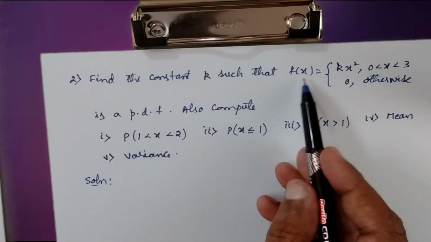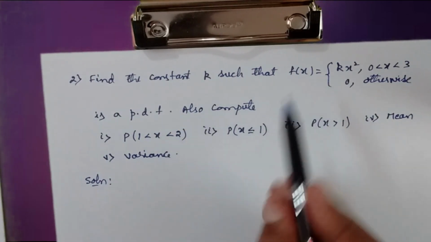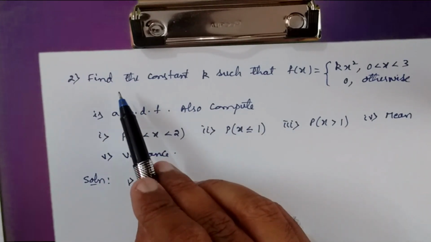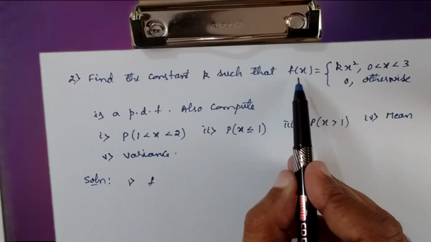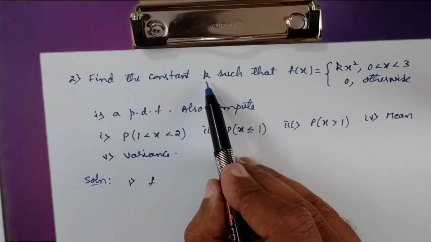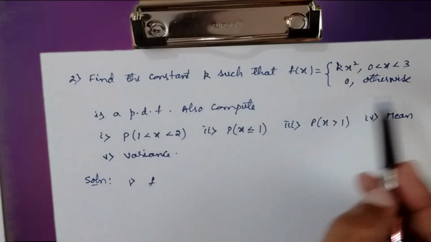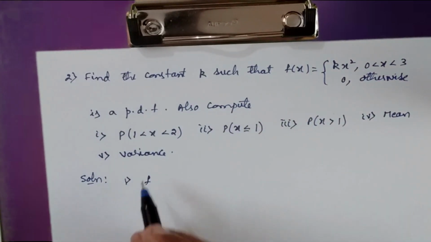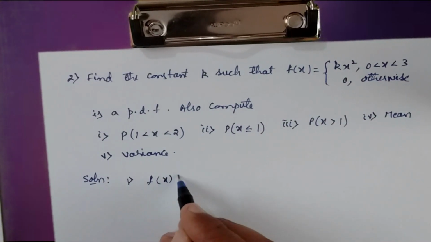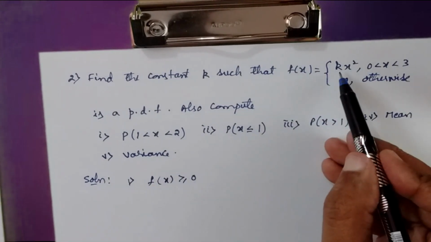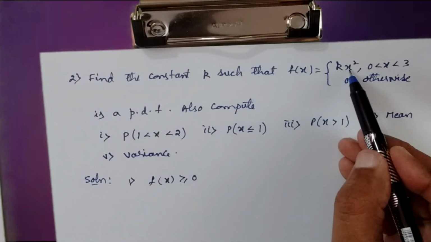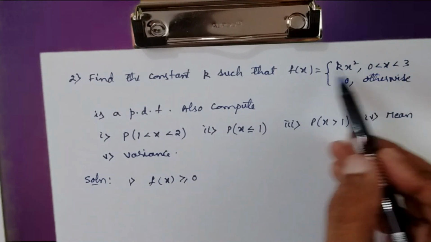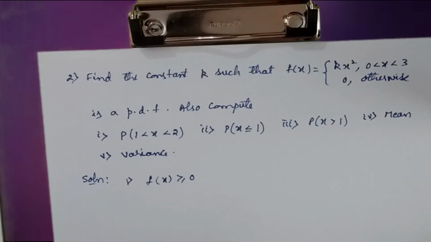So the first case is you have to show that f of x is a PDF. For that, two conditions have to be satisfied. And he says that if this function f of x is a PDF, then find out the value of k. So taking this as a PDF, we have to find out the value of k. The first condition is f of x is greater than or equal to 0. If the value of k is greater than 0, naturally x square is there, and the value of x lies between 0 and 3, so definitely the value of f of x will be greater than or equal to 0.